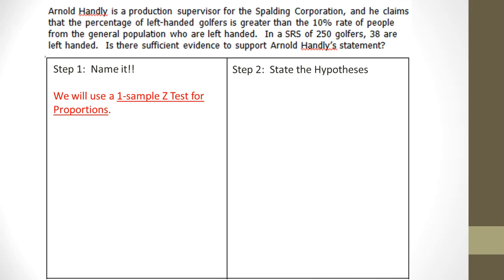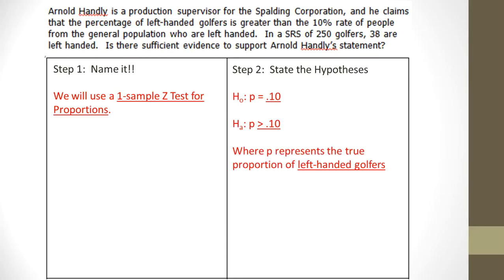Our hypotheses. Remember, our null hypothesis is a statement of no difference, no change, nothing's going on. We believe that p, because we're talking about categorical data, is the same as it is for everybody. So our null hypothesis is that it's the same as the general population, p equals 0.1. Our alternate, something's changed. Mr. Hanley thinks that the percentage of left-handed golfers is greater than that true population percentage. So our alternate is p is greater than 0.1. p here stands for the true proportion of left-handed golfers.